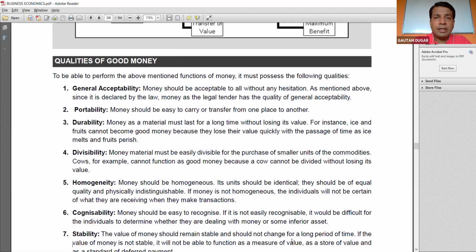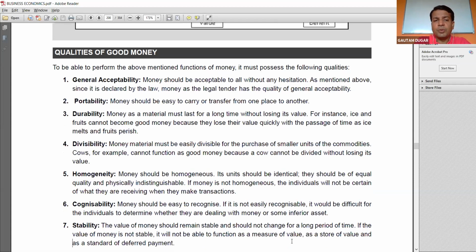Divisibility: it is divisible. In the barter system, the problem was one commodity for another commodity. I'm exchanging one cow for 10 bags of wheat or for 100 bags of wheat. Now, if I have a cow and I want only 5 bags of wheat, exchange was not possible. If one cow was equal to 100 bags of wheat, and the person owning the cow required only 4 or 5 bags of wheat, exchange was not possible because the cow was not divisible. But in the case of money, it's easily possible.